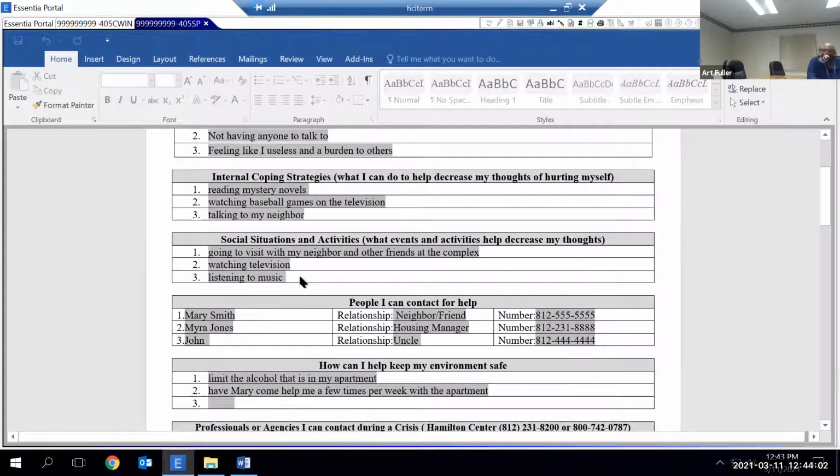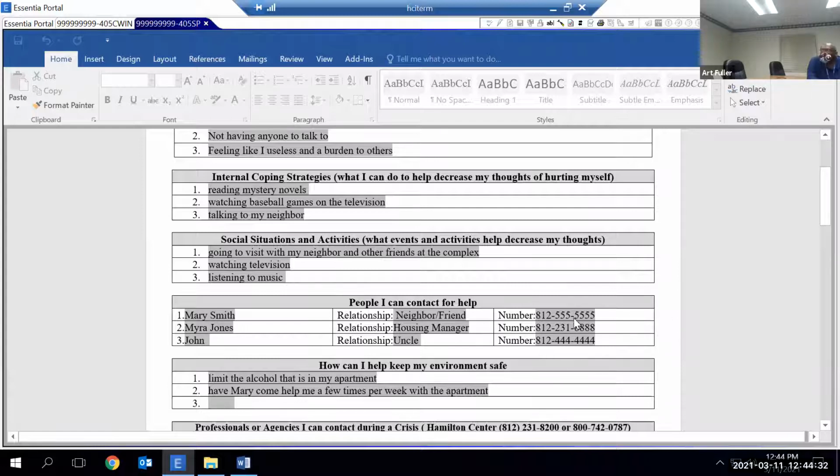I know sometimes it's hard to get this information from our consumers, but we have to try our best to pull it out. If you hear something in the assessment that was a strength that you can identify, that could go on the safety plan, then make that connection. Mary Smith, Myra Jones, the complex housing manager, and John and Uncle, those are the people that he identified that he typically calls upon when he's struggling. So we're going to put that on the plan.